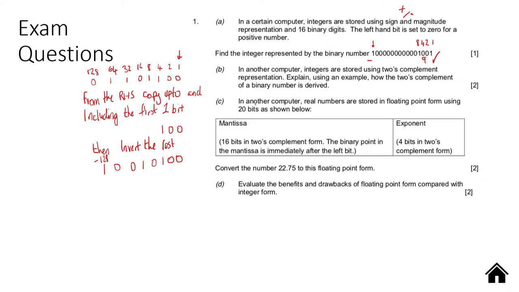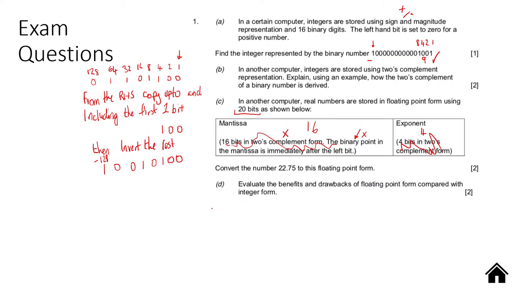So that's 2 marks for that. So I've explained all that there. In another computer, real numbers are stored in floating point using 20 bits. Oh man, 20 bits. Okay. 16 bits for the Manchester. So you see all this stuff here. 16 bit in 2's complement form. Ignore that. It's just there to scare you. The binary point in a Manchester is... Yeah, we know. That's the normalized point. Why are you telling me that? 4 bits. So I've got 16 bits and I've got 4 bits. Ignore the rest.